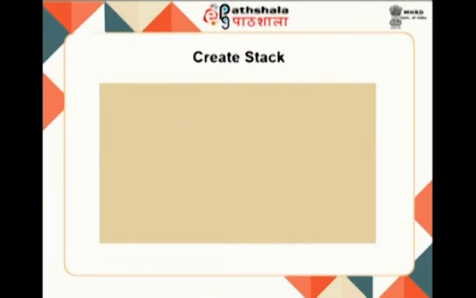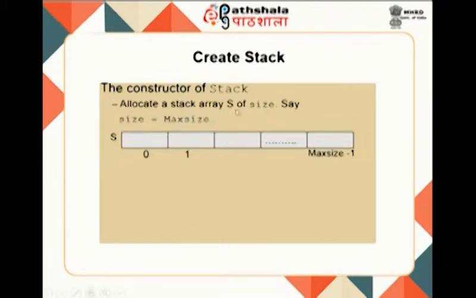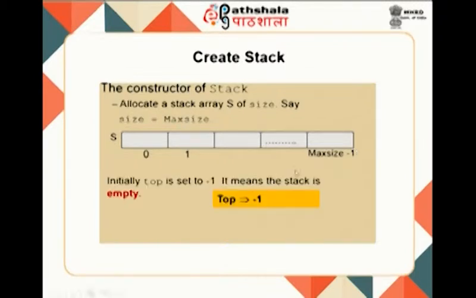Now, let us first create a stack. In the constructor of stack, you have to allocate a stack array S of whatever size you want, say size is equal to max size. That is the first thing you do, it is just an array allocation. Then initially you set top equal to -1. This particular implementation uses it that way. It is -1 because the first element of the stack itself comes at index 0. This is the initialization, and it means that the stack is empty.